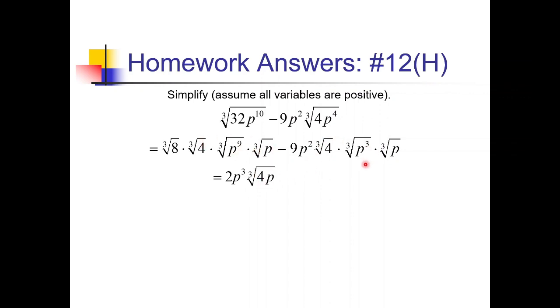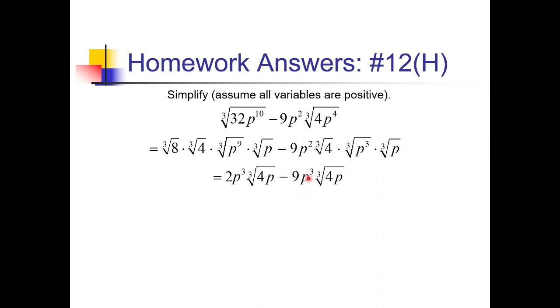Moving over here, the only thing I can do is take the cube root of this p cubed, which is just p. But now, since there's already a p squared out here, p squared times the p that comes out of this radical here is going to be a p cubed. So we have minus 9p cubed. And then what else is left? We have a cube root of 4, cube root of p. Those go together in that radical.